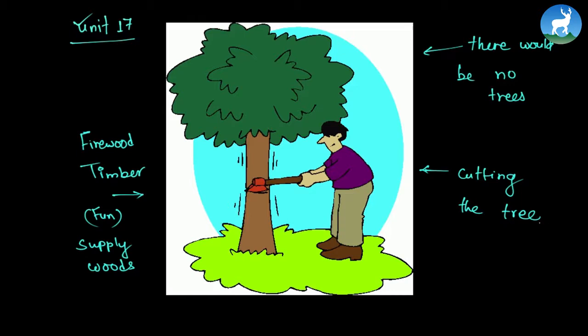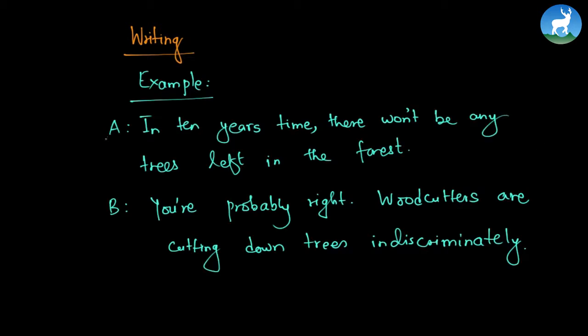Now let's go to the writing portion. Look at the beginning of the dialogue below and complete it with what may or will happen in 10 years' time if woodcutters continue cutting down the trees. Let's look at the example first. Alright, this is the first set of examples that is given in your book.